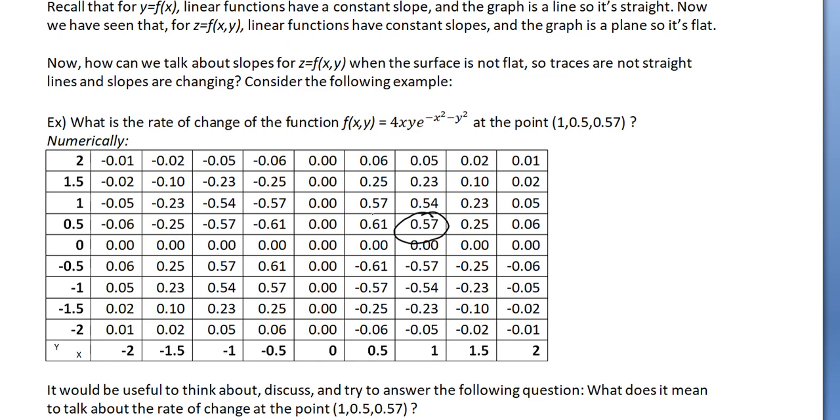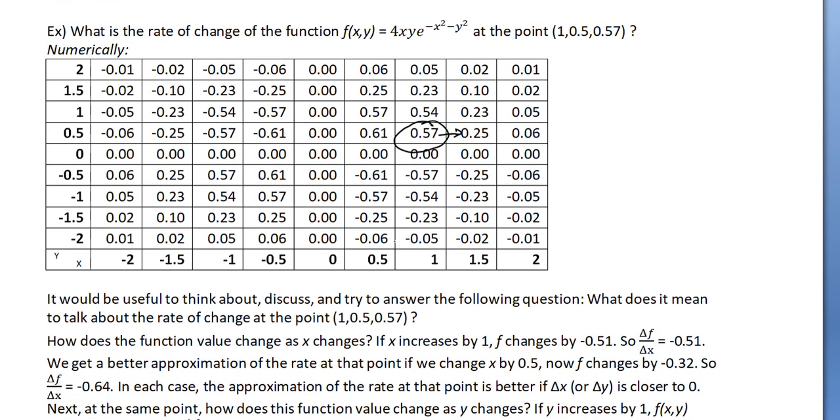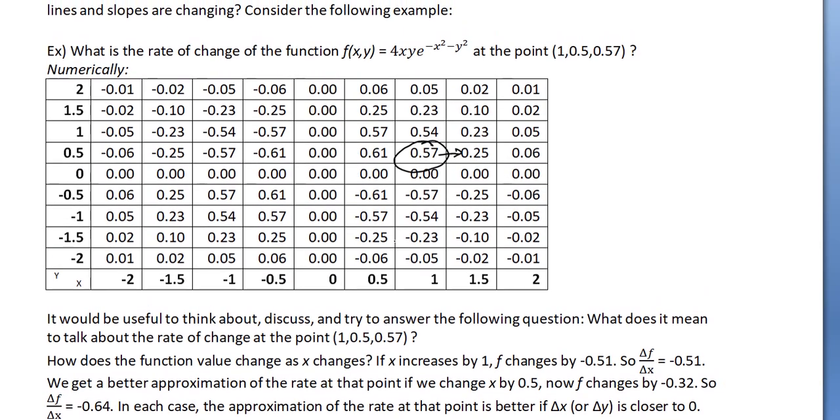So what does it mean to talk about the rate at that point? Well, we can do what we did before. We can talk about the rate of change in the function value as x changes. And we can do that by, if you like, heading to the right on the table. So since x is 1, an easy thing would be to take x equals 2, but of course we know we're going to get a better approximation of the rate if we take the closest possible value that we can.